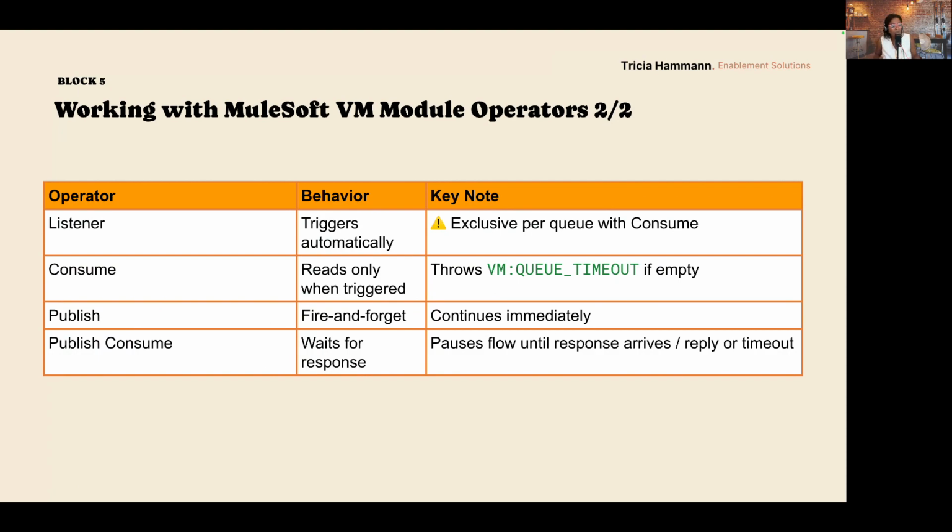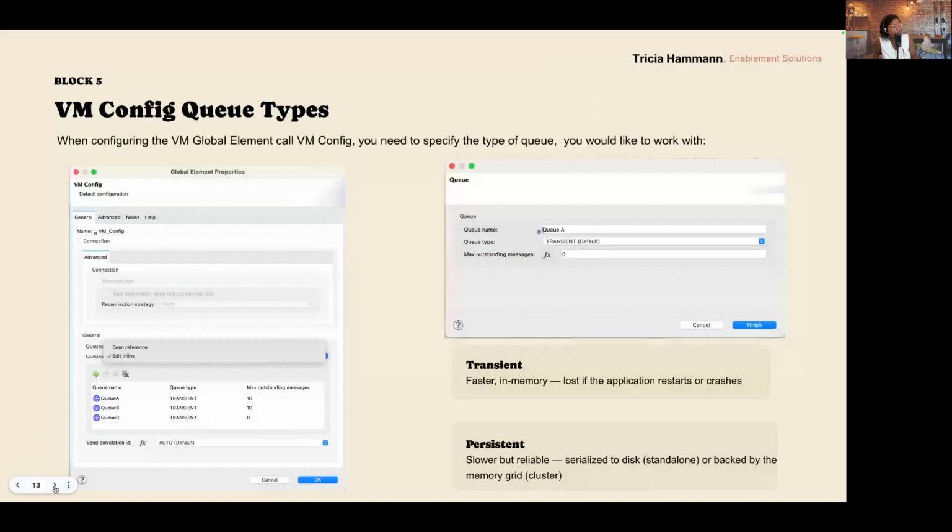The publish consume operator waits for a response. It publishes and it waits for a response. It pauses the flow until a response arrives, and yes, it will reply, or it will time out if there is no response available. Okay. So these are the key differences related to the VM operators.